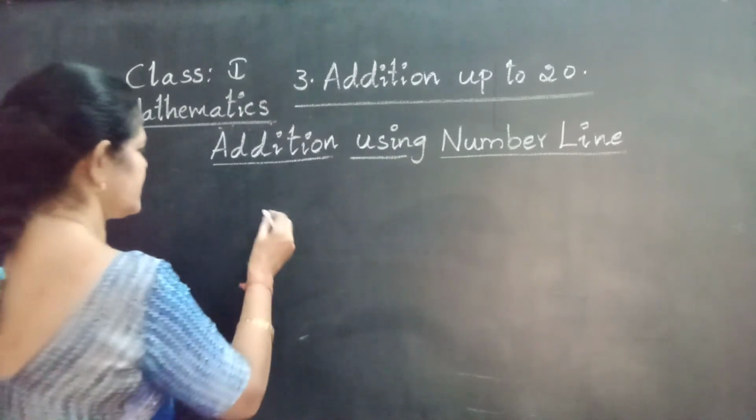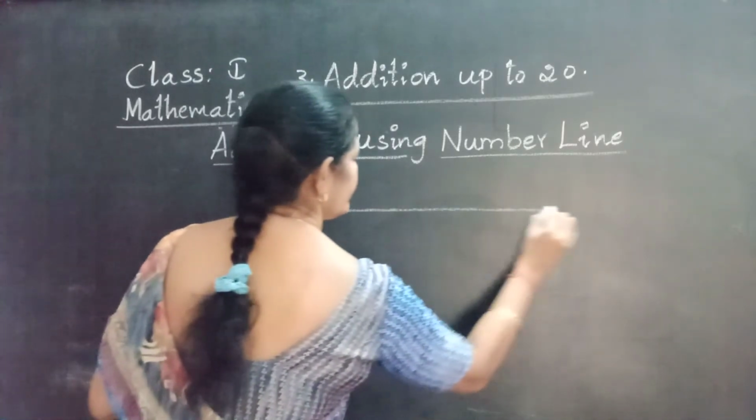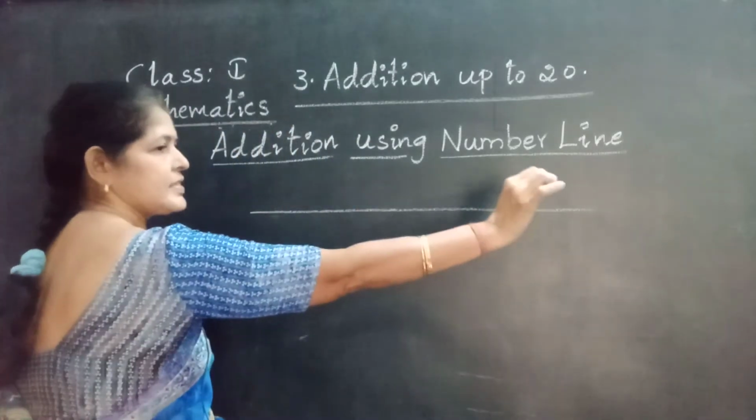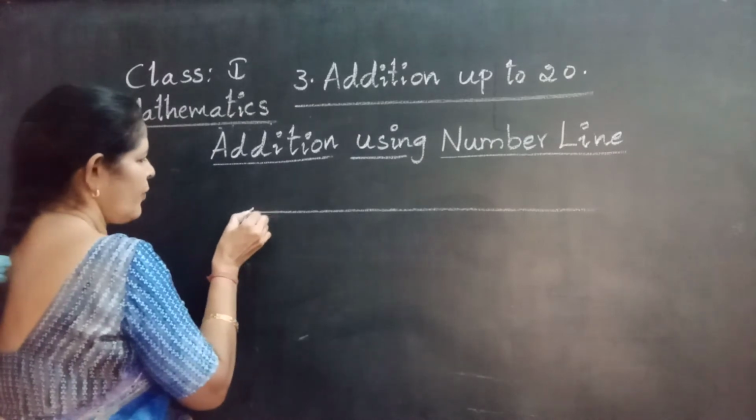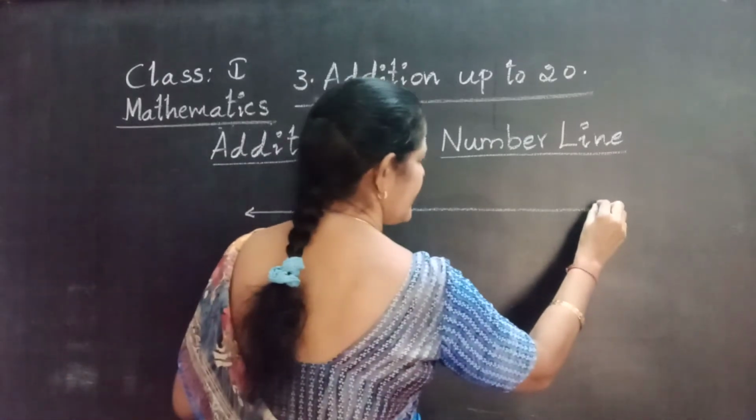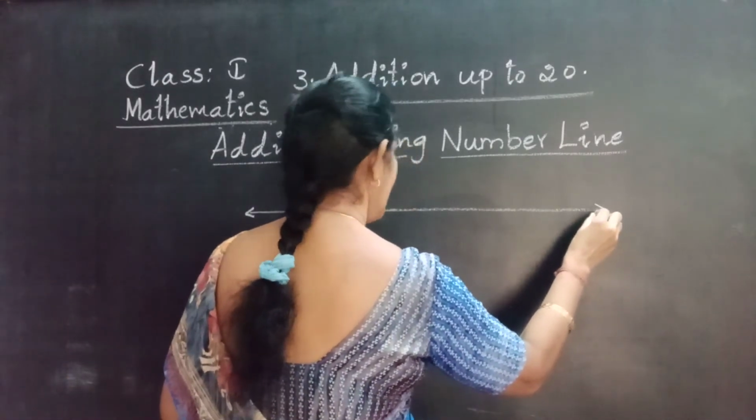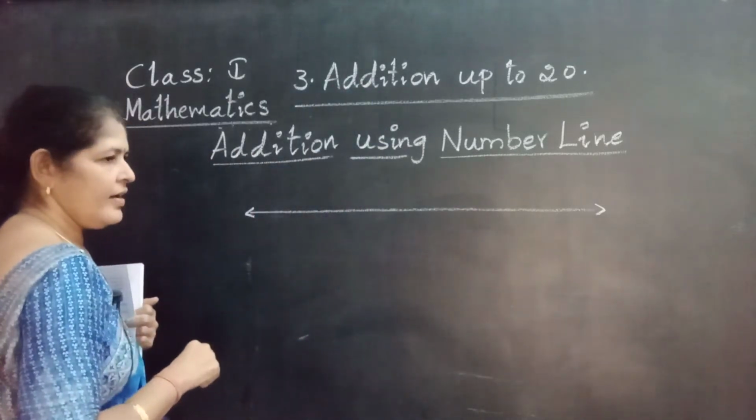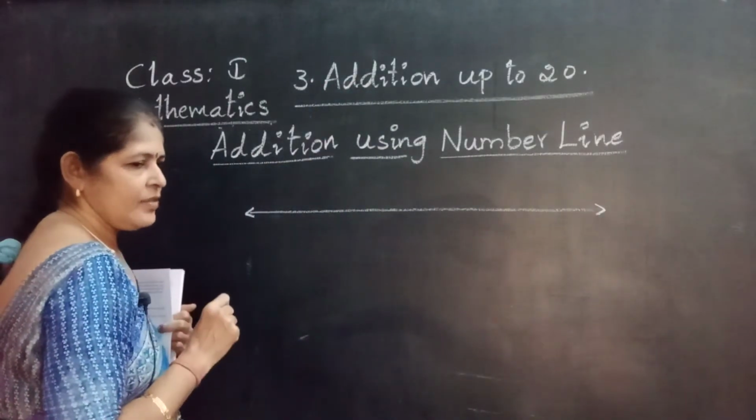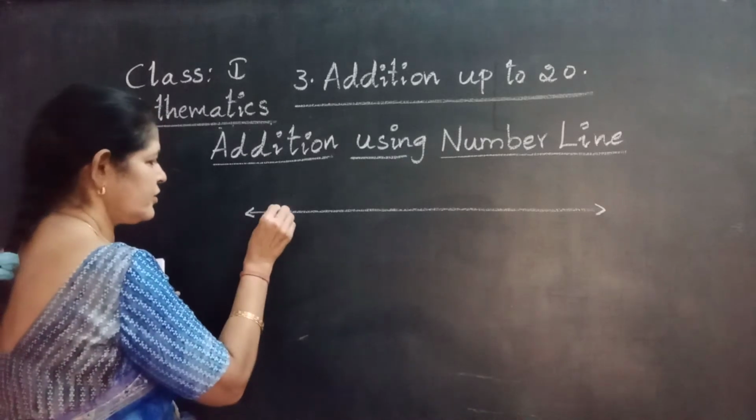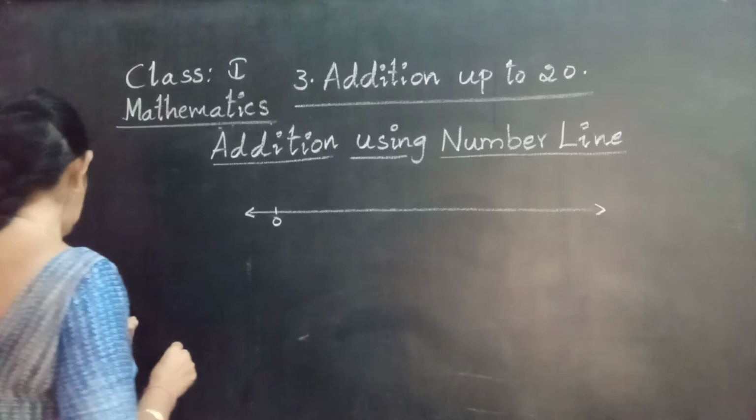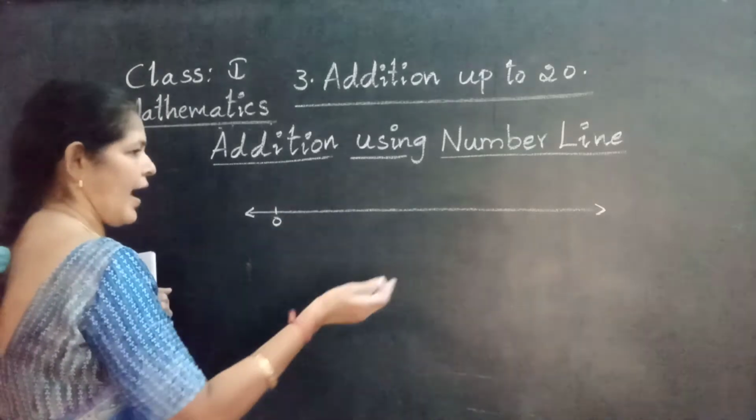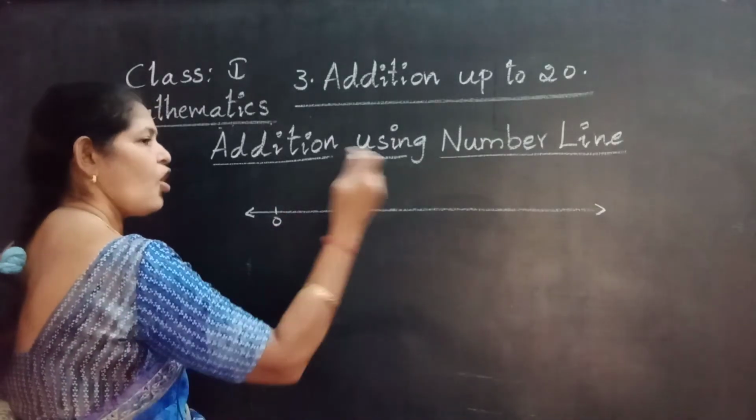Number line is a straight line. That means a long sleeping line. It must be straight. Put arrow marks on both sides. The number line starts with which number? The very smallest number in one digit, that is 0. Yes or no? And numbers are marked at equal gaps. We write the numbers in order.